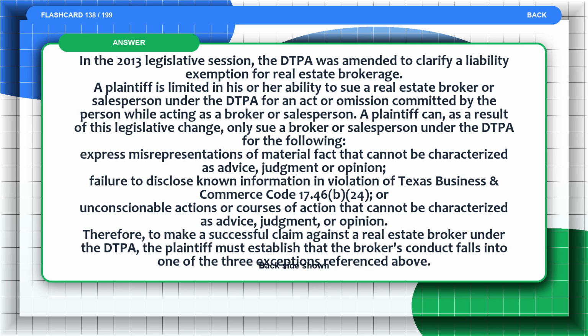A plaintiff can, as a result of this legislative change, only sue a broker or salesperson under the DTPA for the following: express misrepresentations of material fact that cannot be characterized as advice, judgment, or opinion, failure to disclose known information in violation of Texas Business and Commerce Code 17.46(b)(24), or unconscionable actions or courses of action that cannot be characterized as advice, judgment, or opinion. Therefore, to make a successful claim against a real estate broker under the DTPA, the plaintiff must establish that the broker's conduct falls into one of the 3 exceptions referenced above.